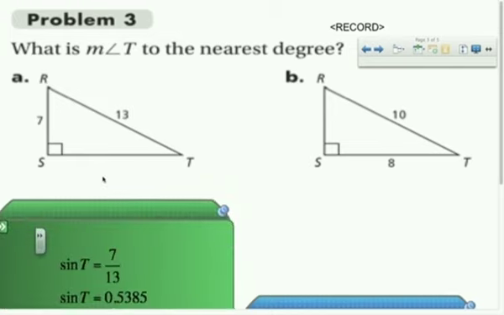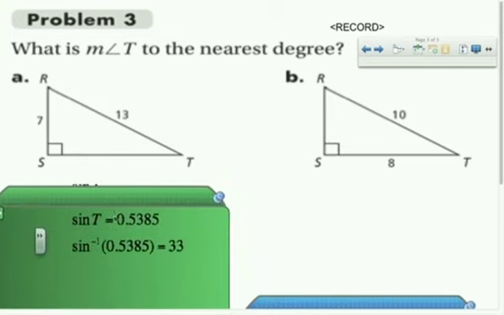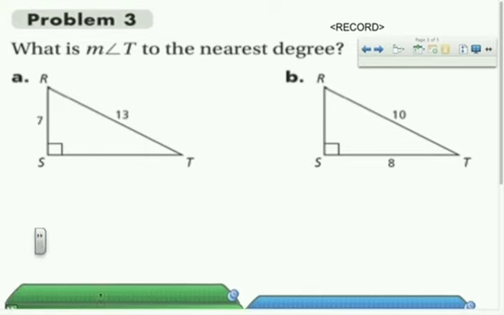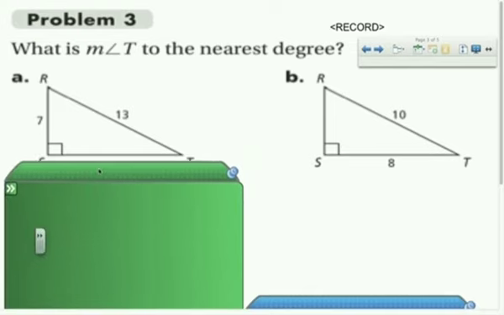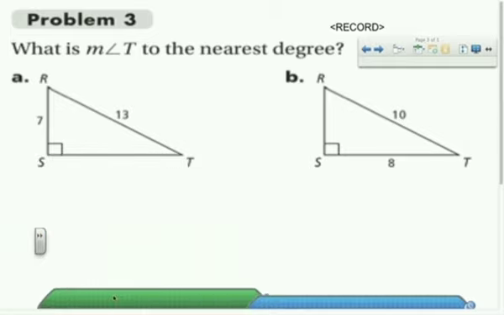So our equation, as I was saying, oh no, it didn't. Look at that. It just disappeared. All right. So much for that. Our equation is sine of t equals 7 divided by 13.